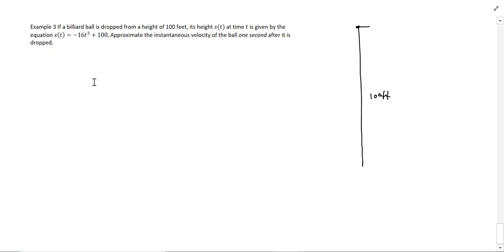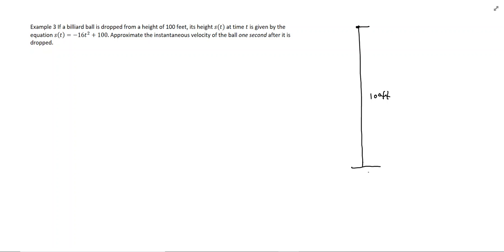So at t equals 0, it's at 100 feet in the air. And then as t increases, that quadratic term becomes more and more negative and brings the ball down. Okay, so eventually the ball will hit the ground, which is down here, okay, and will stop. But until that happens, S of t is a model of the position, okay, of the distance the ball has traveled downward, okay? All right, so this is the height of the ball, okay?